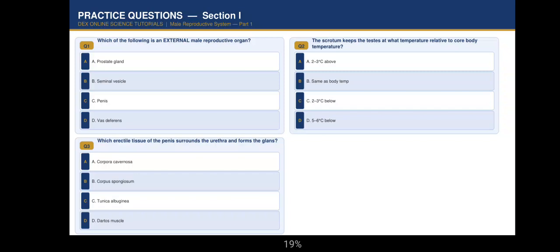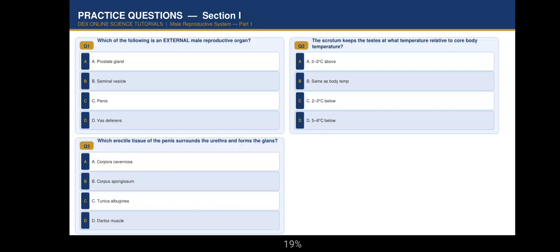Question number two: the scrotum keeps the testis at what temperature relative to core body temperature? A, 2 to 3 degrees Celsius above; B, same as body temperature; C, 2 to 3 degrees Celsius below; D, 5 to 6 degrees Celsius below. What do you think will be the correct answer? Option C, 2 to 3 degrees Celsius below. It has to be below the body temperature.